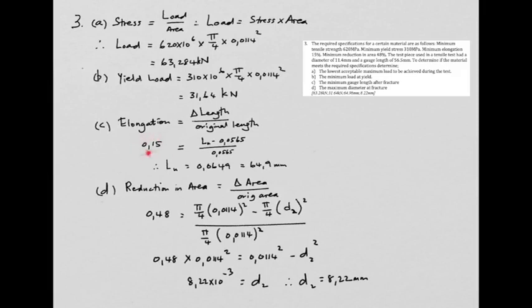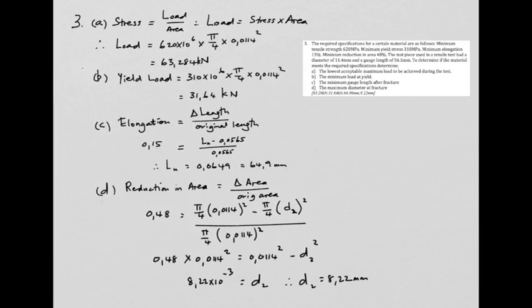So if it were to stretch 15% or 0.15, the change in length would go there, and the original length we know already is over there. So we solve for the new length, which comes out to 64.9 millimeters. So at a glance during the test, if you find that you're getting 66 millimeters, you would know that the material had failed the test.